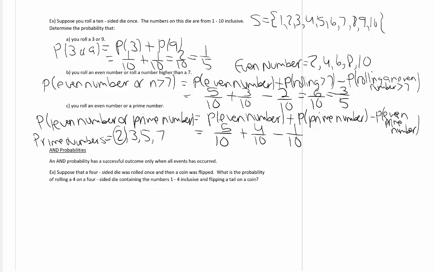So we're counting that twice. I've got to subtract out 1/10. That is 8/10. And that simplifies to 4/5. So again, I always have to write the word or out. If I see the word or, I'm going to be adding the probabilities.